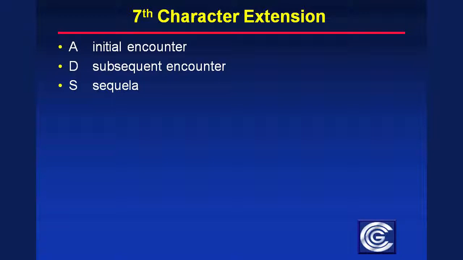One example is the encounter type: initial, subsequent, or sequelae. The letters A, D, and S are used as the 7th character to provide this information. An initial encounter takes place the first time the physician sees the patient for that condition. A subsequent encounter occurs when the physician sees the patient again for the same condition. A sequelae is a late effect, such as a complication, which may occur at any time after the condition is seen.